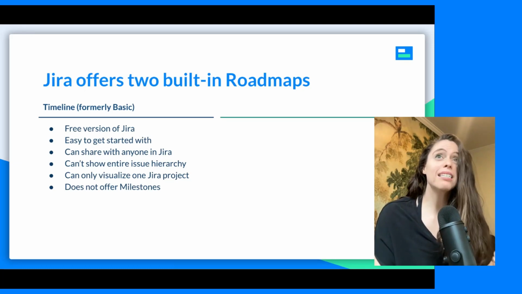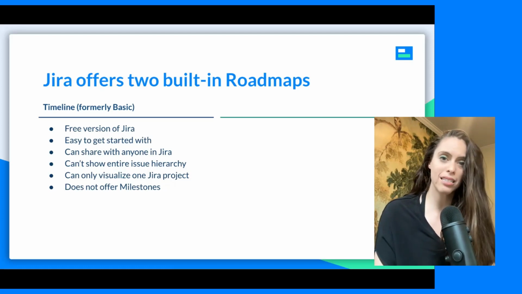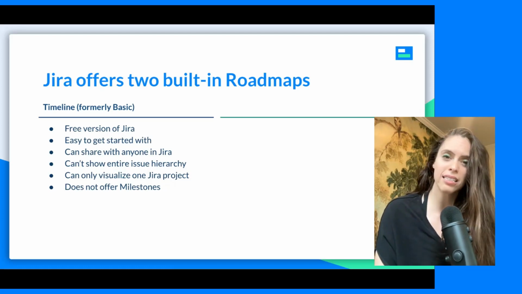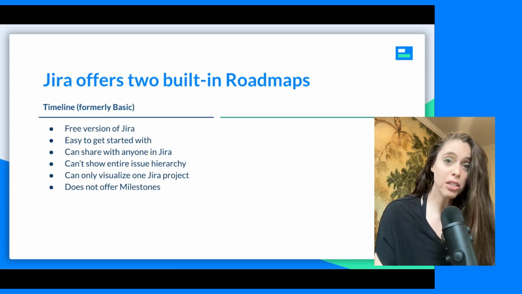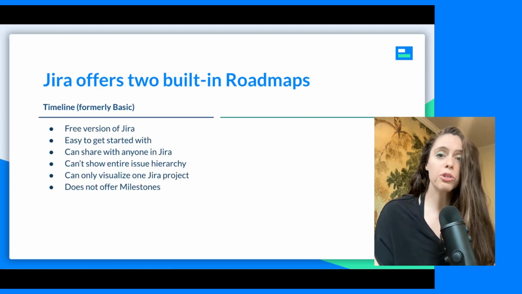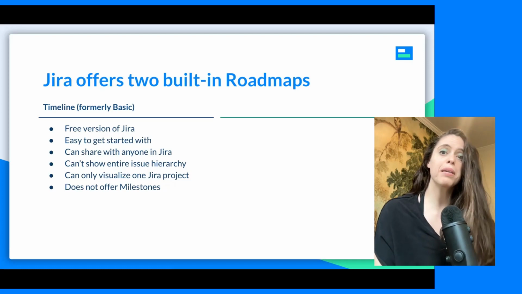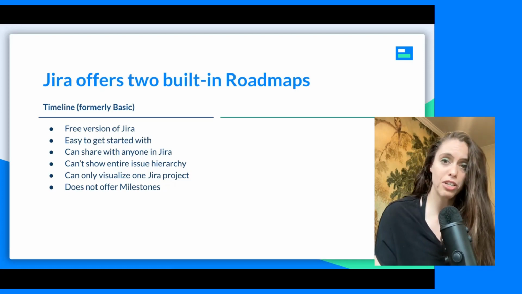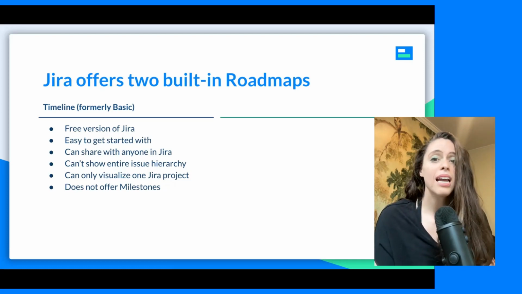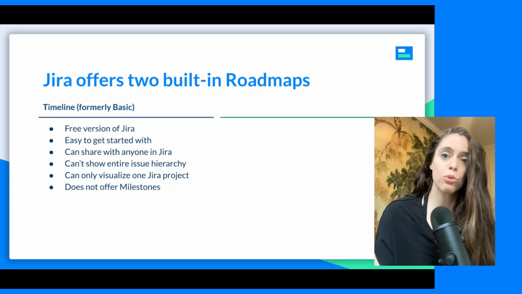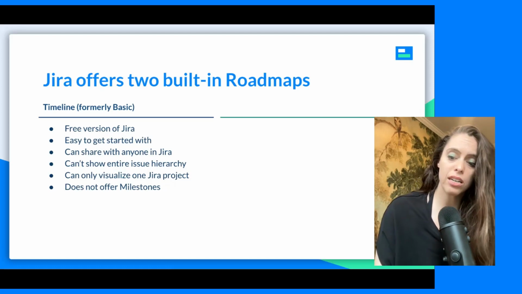However, you can't show your entire issue hierarchy. I will dive a little bit more into this when I unpack timeline a little bit more and show you how to access it, but you cannot drill down to the subtask level. Similarly, you can also only visualize one Jira project at a time. So you can't show a big master roadmap of multiple Jira projects, and you also, like I said, can't drill down to the subtask level. Timeline also does not allow you to visualize milestones, so that is another limitation to be aware of.